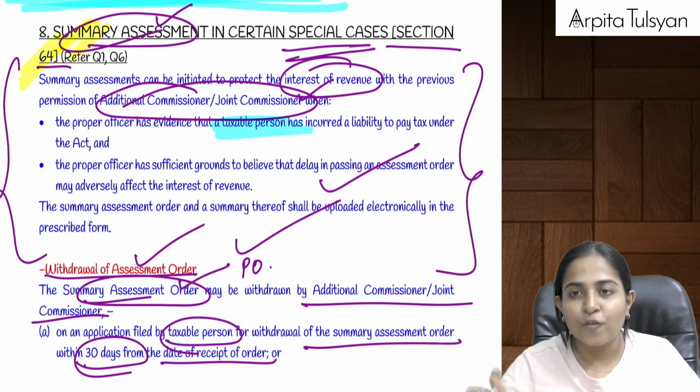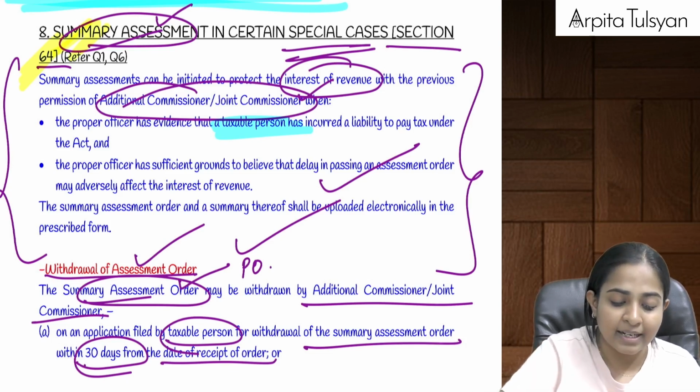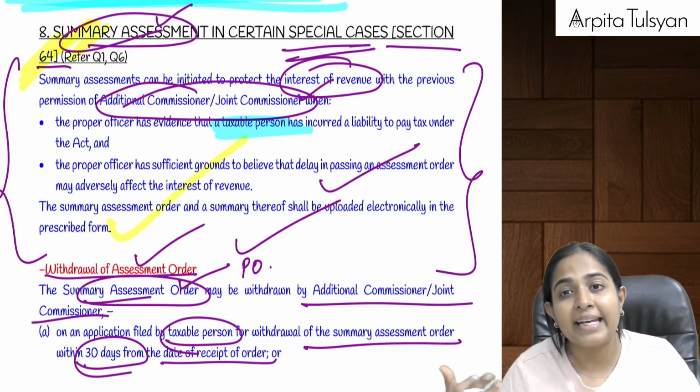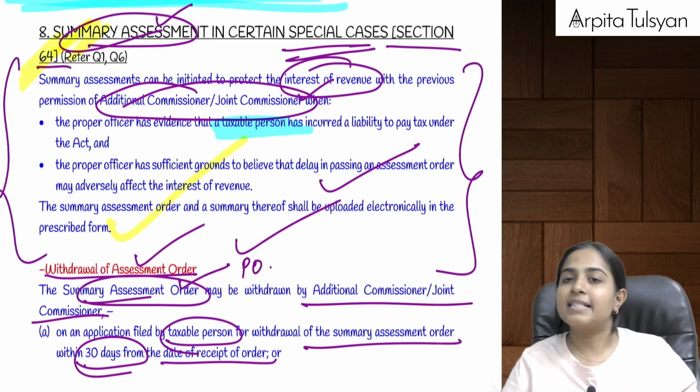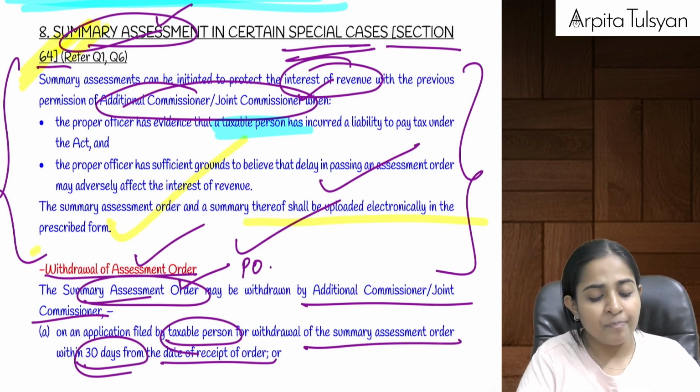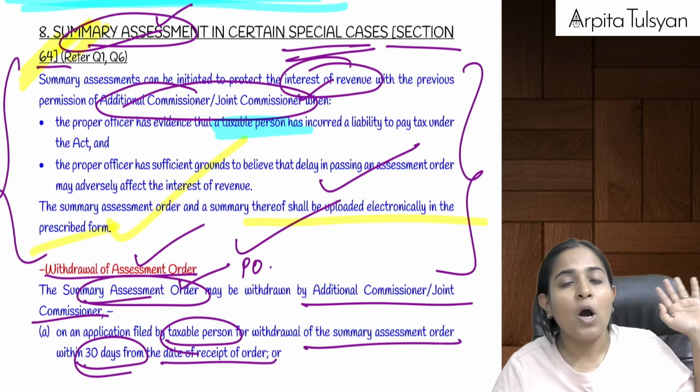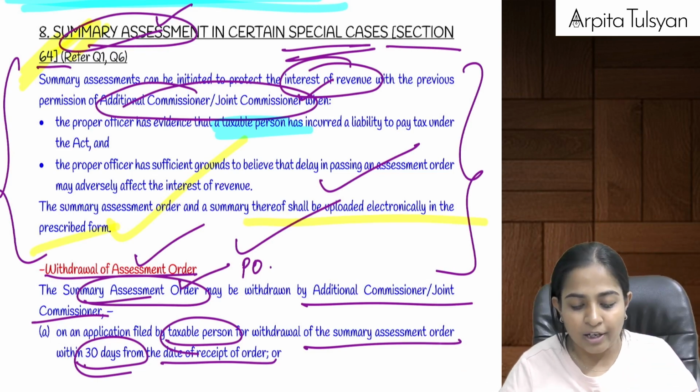Okay, it will not be good for the department, and therefore, sir, a proper officer will tell the additional commissioner or the joint commissioner that, sir, we should do this assessment in a summary manner and in a faster manner. Such type of assessment is called a summary assessment, and we should upload the assessment order immediately on the GST portal of this particular person.